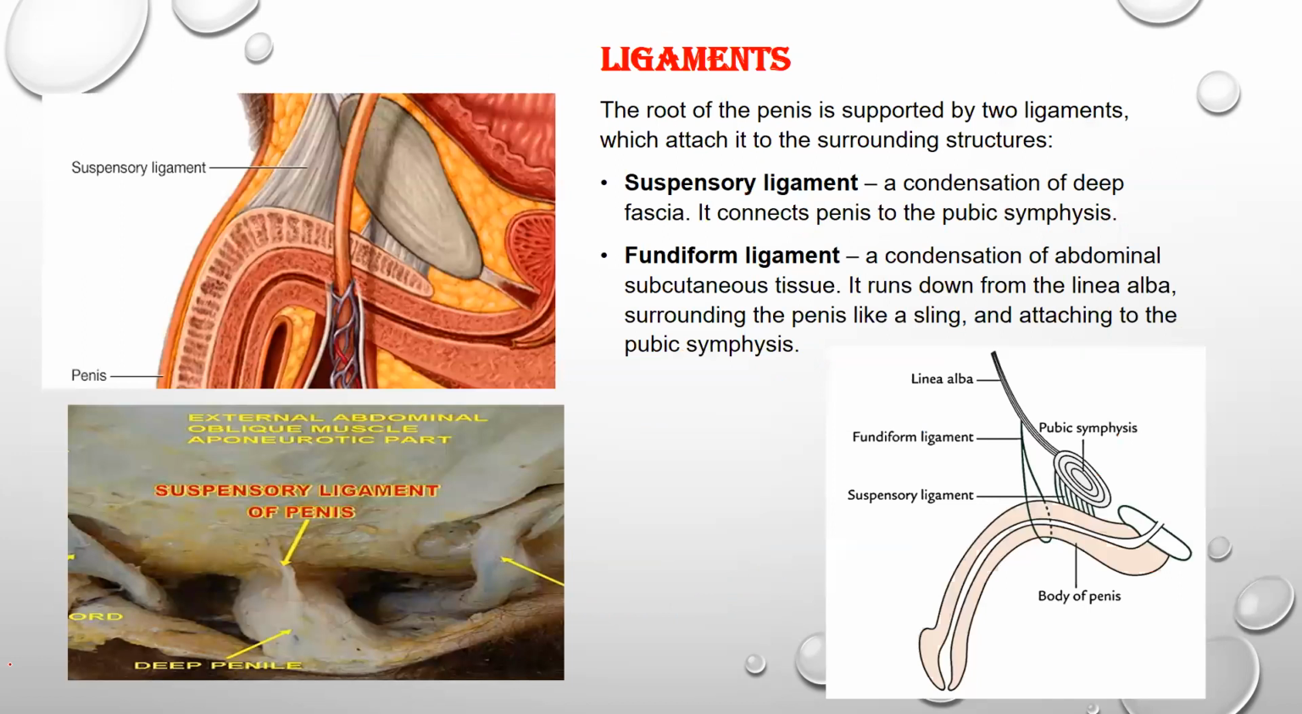If you see the penile structure from the top, it is supported by some important ligaments, which are holding the penis in the right position. It's not hanging free. Something is holding it, either from the body or from the root. So these are the ligaments.